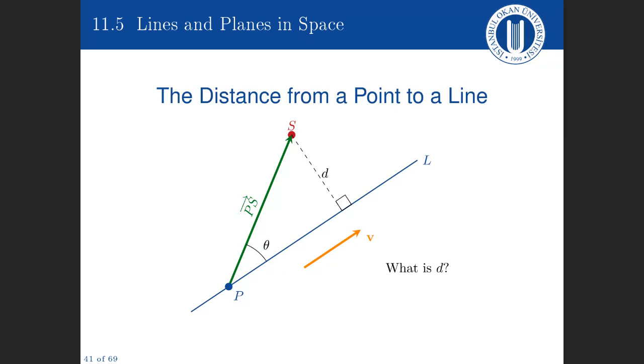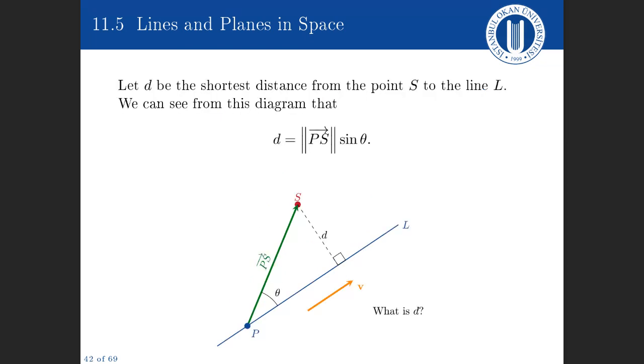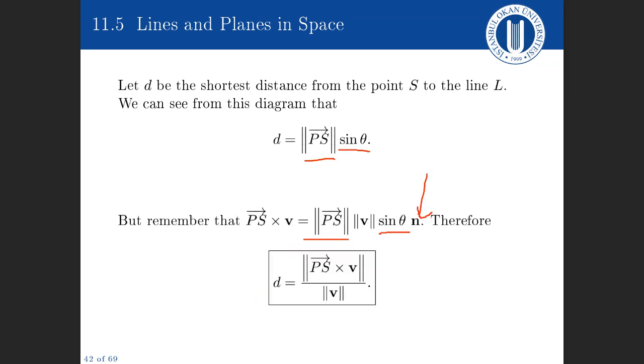I want to find the distance from a point S to a line L. And I'm interested in the shortest possible distance. So I'm interested in the distance of the line when this angle is 90 degrees. What is this distance? We can see from this picture that this distance must be the norm of PS multiplied by sine theta. But that looks like the formula for PS cross n.